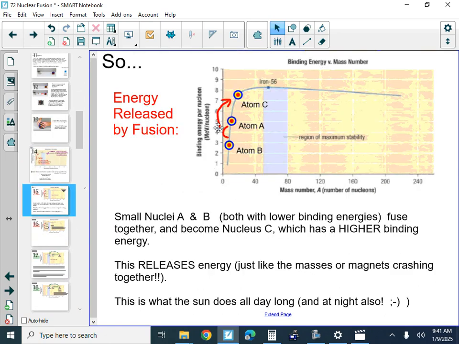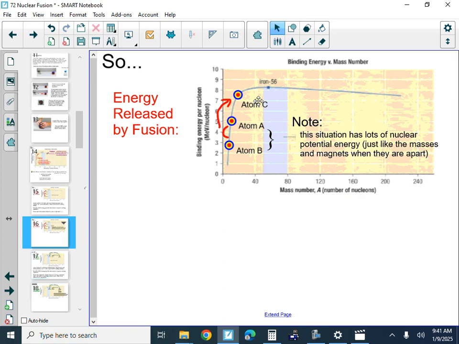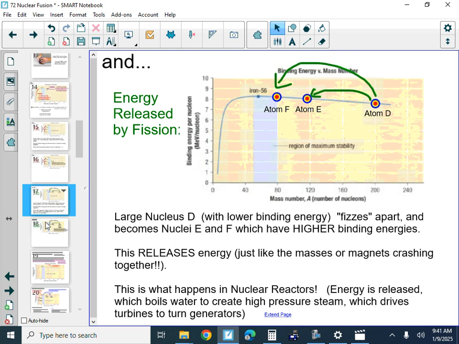So just to be clear here, atoms A and B fuse together to make atom C, resulting in more binding energy, releasing energy. Here we have atom D, a nice heavy one, fizzes apart to produce two lighter elements, each with a combined total binding energy that's higher. And so energy was released when that happens. So this is nuclear fusion to release energy. This is nuclear fission. So this is what the sun is doing. This is what nuclear reactors are doing, electrical generation stations and so on.